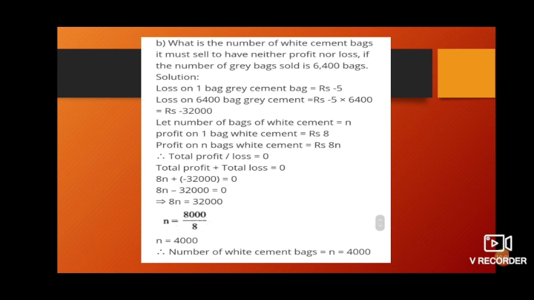Now we don't know how many white cement bags they sold. We'll take it as N. And each bag will carry 8 rupees profit. So N bags will carry 8 into N as the profit. Now what we are saying is, if we add this profit and loss, we have to get 0. So we are adding 8N plus minus 32,000 is equal to 0. 8N is equal to plus 32,000, as minus 32,000 goes to that side. N is equal to 32,000 by 8, 4,000. So to make it neither loss nor profit, they have to sell 4,000 white cement bags.